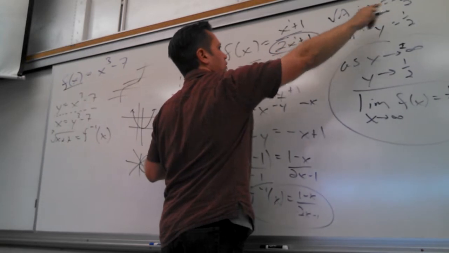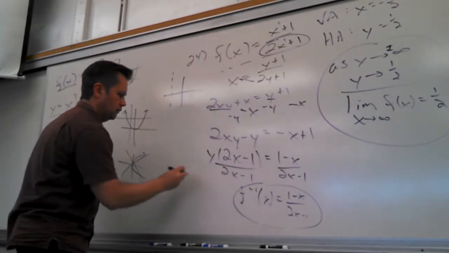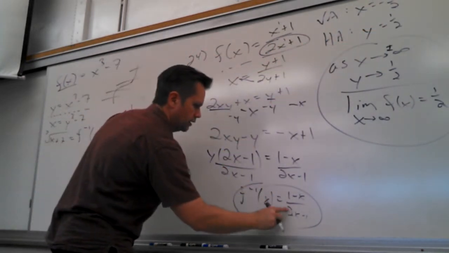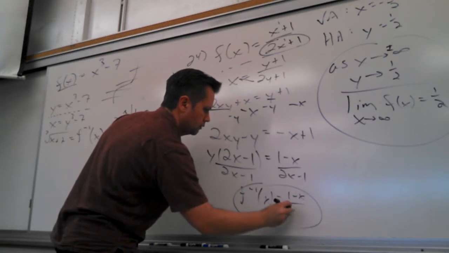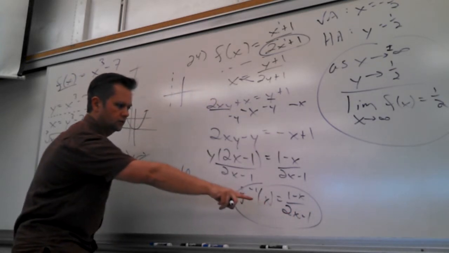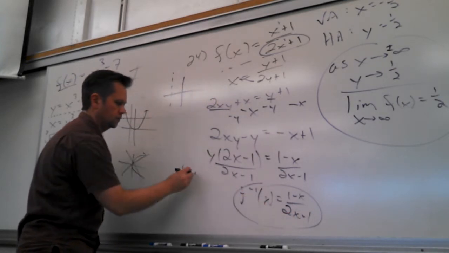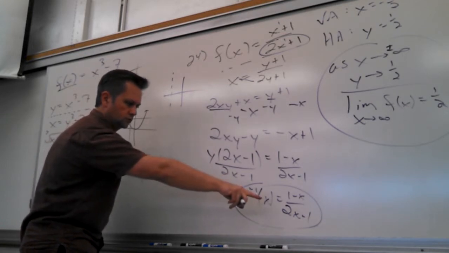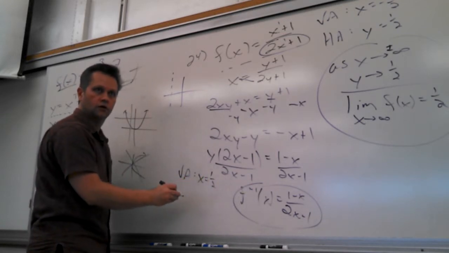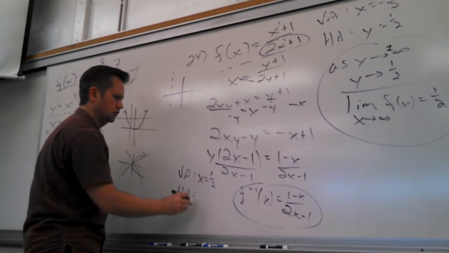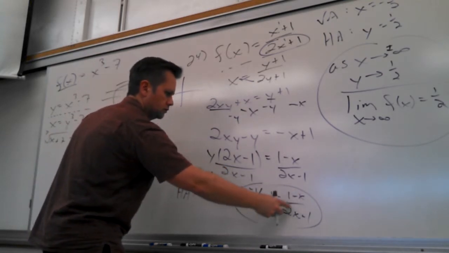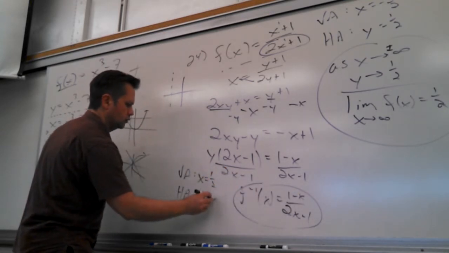The VA, this is negative 1/2, the HA, this is 1/2. What's the vertical asymptote of this? Let me write it again here. What's the vertical asymptote? Careful. Positive 1/2. And what's the horizontal asymptote? Negative 1/2. So what happens?